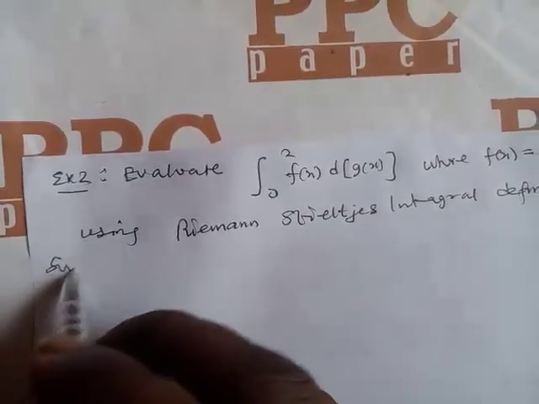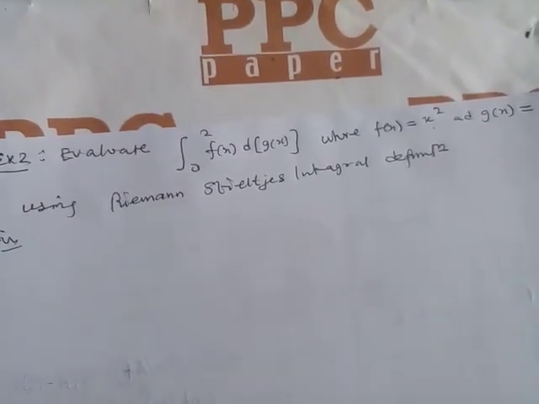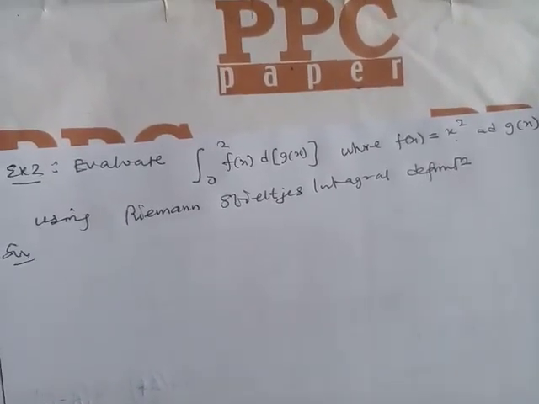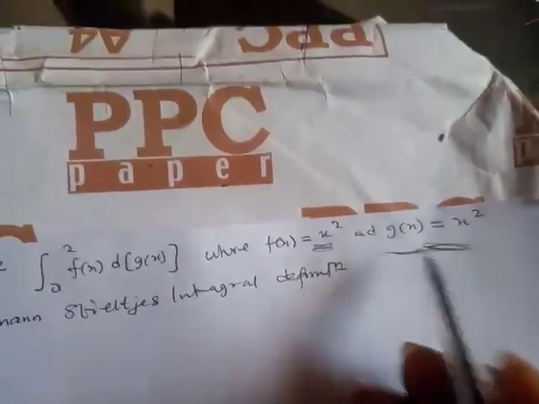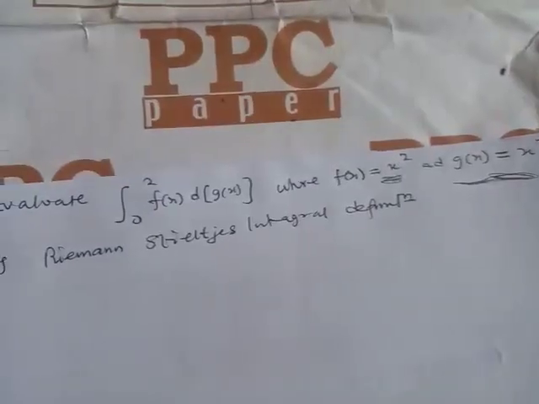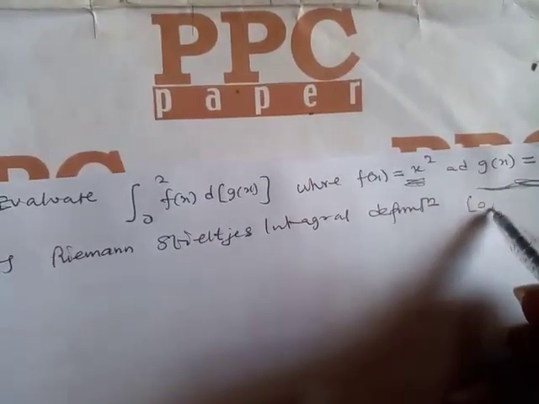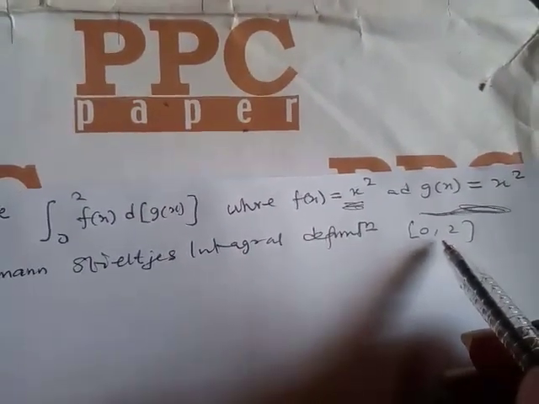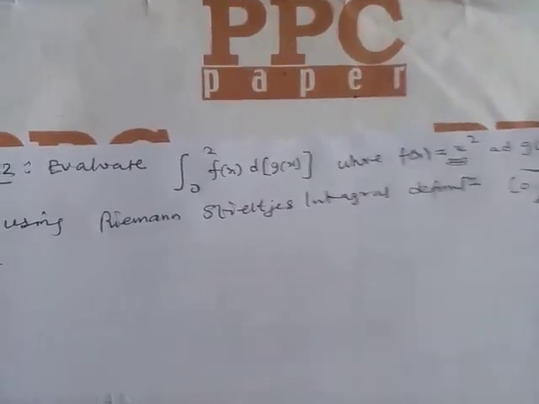So solution, I will not need to do everything here. It's just a clue. So we should know that f of s, which is s squared, is bounded, and g of s, which is s squared, we have shown the other time that is monotonic increasing. You will see yourself, you can try it, that it is monotonic increasing in this interval. So in that case, it satisfies the Riemann Stieltjes integral definition.